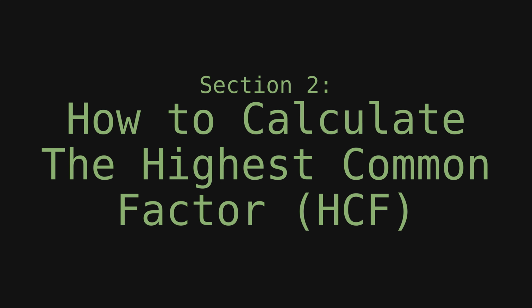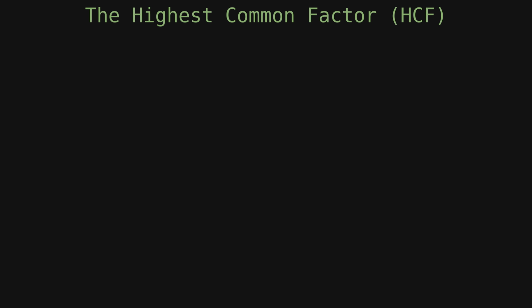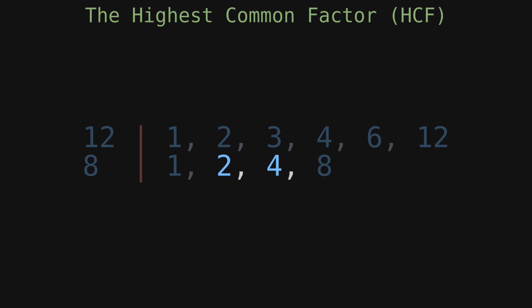The highest common factor of 2 or more numbers is the highest factor which occurs in both numbers. This is how to calculate the highest common factor of two numbers. Firstly, write out the factors of each number. For this example, I am working out the highest common factor of 12 and 8. The factors of 12 are 1, 2, 3, 4, 6, and 12. The factors of 8 are 1, 2, 4, and 8.